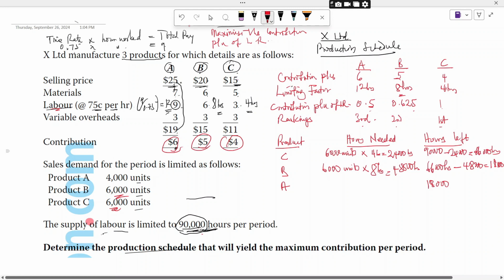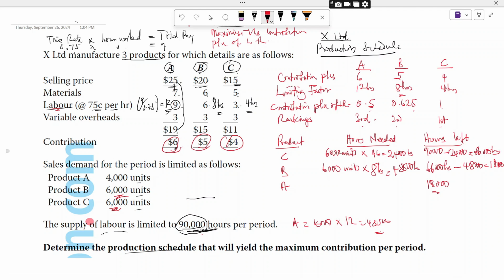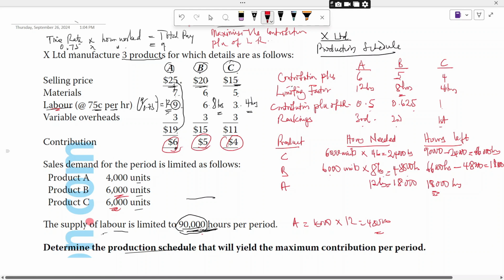Now, in the earlier computation, you realize that if you want to produce A, you have to use 4,000 times 12, which is 48,000 hours. That is what we need to produce A. However, what is available here is only 18,000. So what do we do? We have to produce units that will be equivalent to 18,000 hours. So how do you find those units? You realize that we multiply, in this example, 6,000 by 8 hours to get this. Now, we have 18,000 hours here, and we know that the hours per product is 12 hours. So we divide 18,000 by 12.